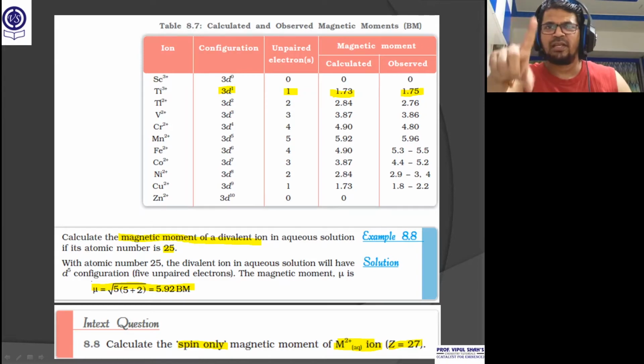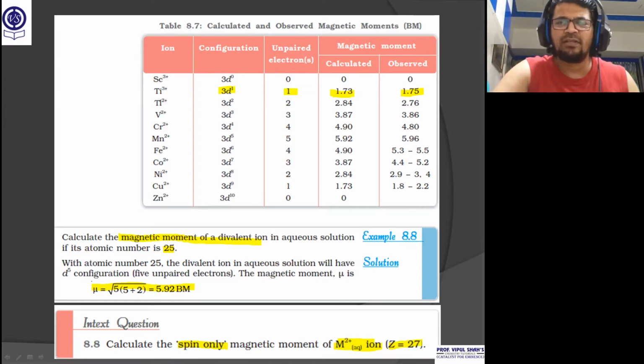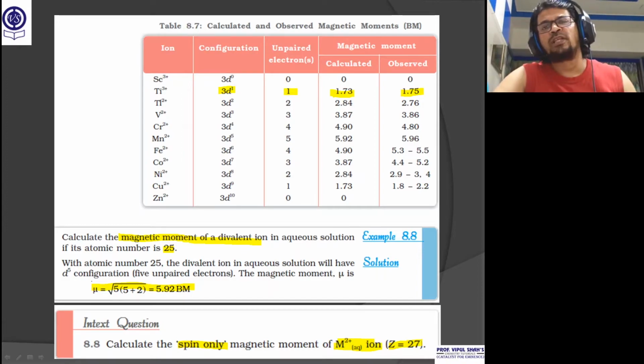Okay, M2 plus, I repeat once again. 27 is cobalt. M2 plus means in its plus 2 state, so 2 electrons of 4s go, so it's 3d7. First 5 in the d orbitals will be parallel, 2 anti-parallel. So the number of unpaired is 3. So root of n into n plus 2, so 3 into 3 plus 2, 3 plus 2 is 5, 5 into 3 is 15. Root 15 is closer to 4 because root 16 is 4. So that's around 3.87.